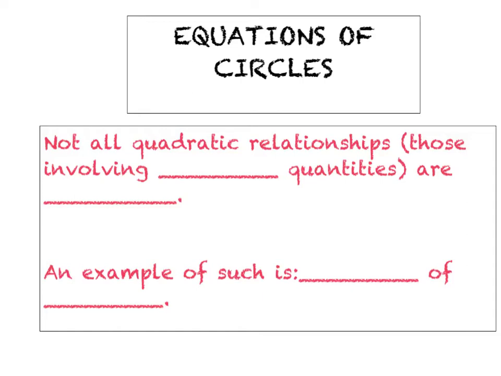And the first thing I want to talk about is the fact that not all quadratic relationships are functions. Now, when I say quadratic relationships, I'm referring to those involving squared quantities, okay? As far as a parabola, that only has one squared quantity. But what we're going to learn today is that not all of these quadratic relationships are actually functions. In other words, they don't all pass the vertical line test. So an example of such is the equation of a circle.